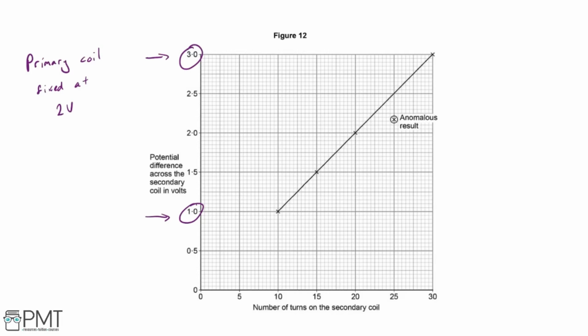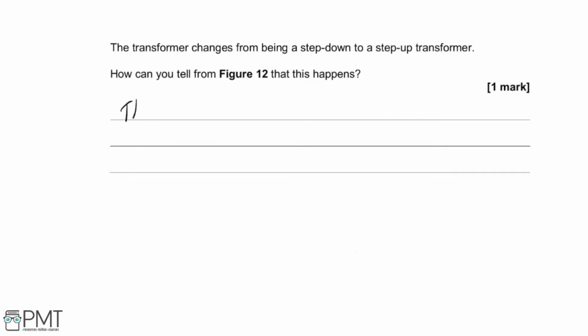Because originally it's a step down because the potential difference in the primary coil is greater than the potential difference in the secondary coil. And then eventually it moves above the potential difference in the primary coil, so that the potential difference in the primary coil is smaller than the potential difference in the secondary coil. Now you don't need to write that full explanation in the answer box. It is sufficient to just write the potential difference across the secondary coil goes above 2 volts. And that would be your answer.